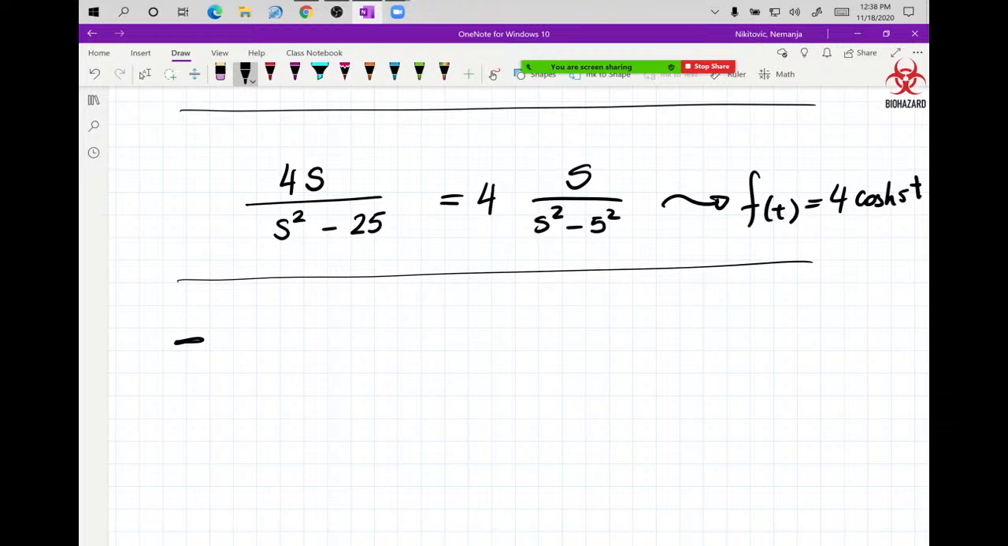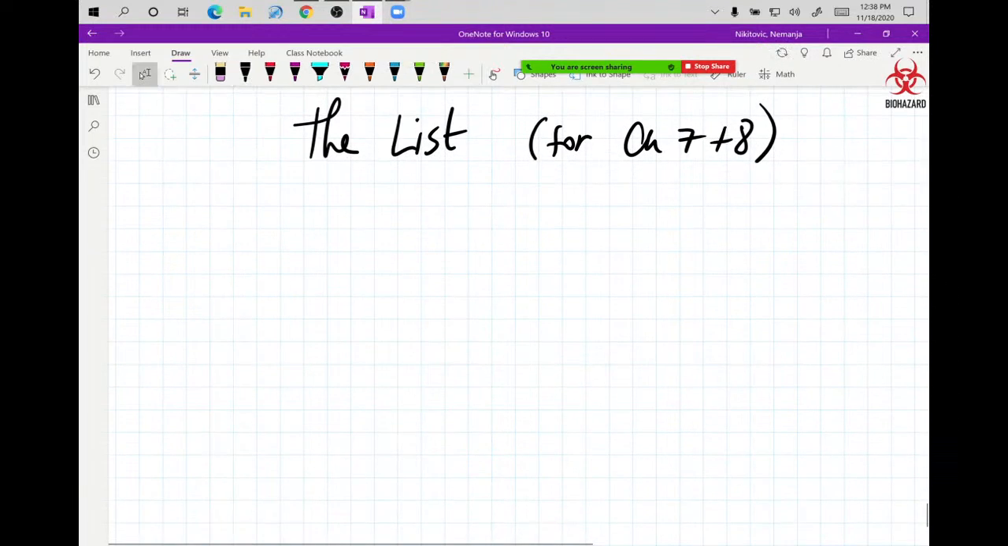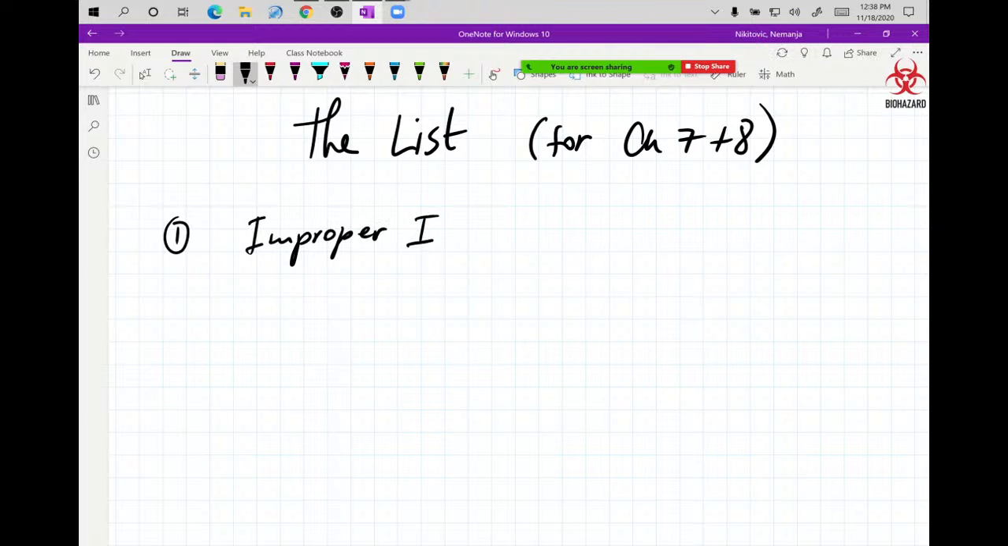So obviously, let's call it the list for chapter 7 plus 8. That's not chapter 15, it's 7 and 8. We already saw this. Number 1, improper integrals. Everything here, guys, is in your Calc 2 too. So improper integrals. If you don't know how to change that into a limit, change infinity into b and grind through the limit all the way to the end, you can't solve any of those basic Laplace transformations.